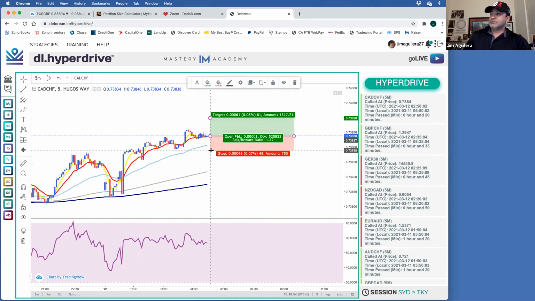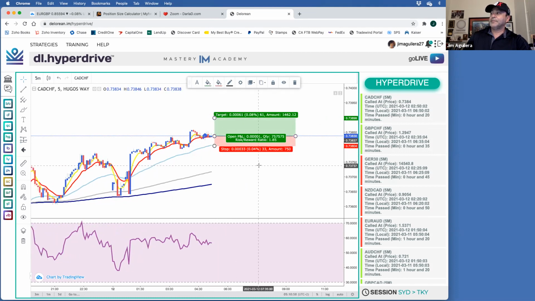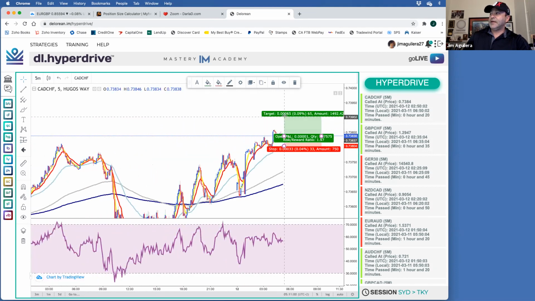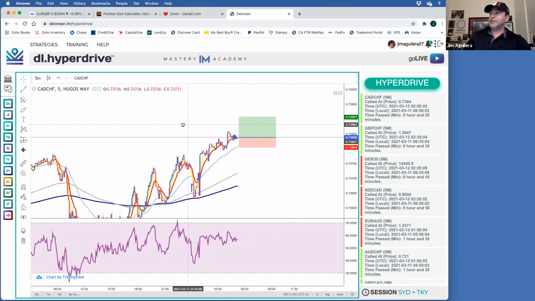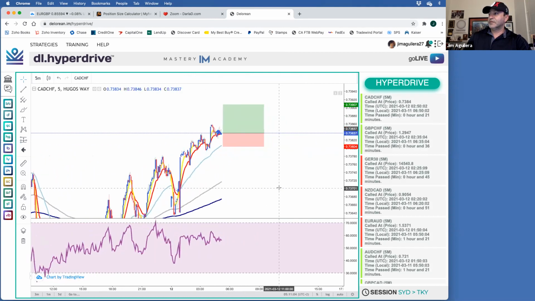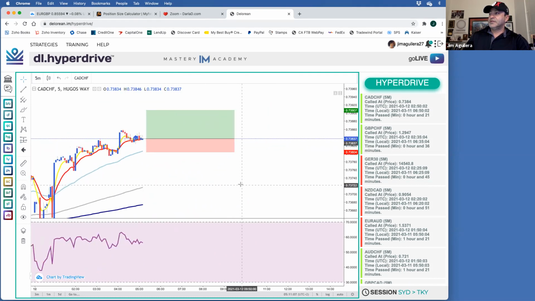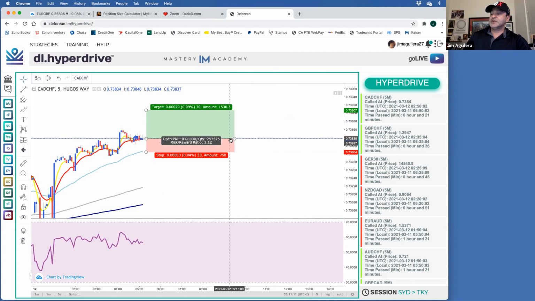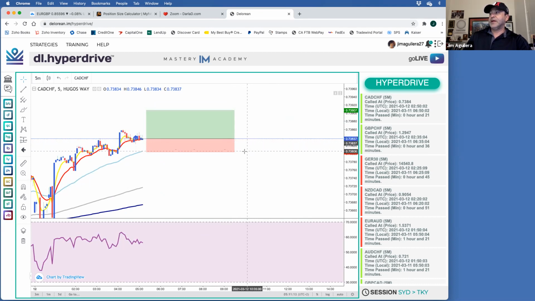So for this example, I'm just going to say that we're going to put a stop loss here. And we're going to put a take profit up here, let's say. So this line would represent your entry if you're going to enter at the current market price. And this is the end of your stop loss.